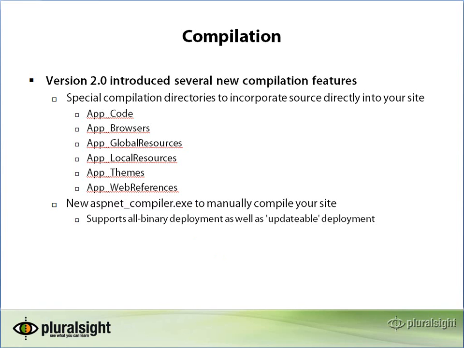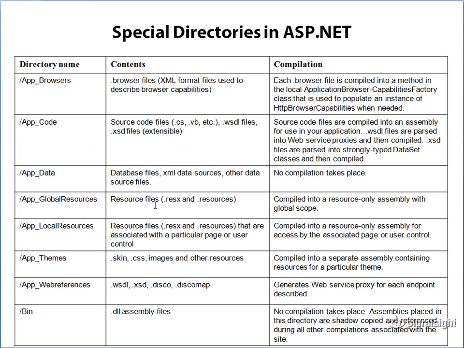So here's a brief reference of all these directories and what you can place into them. Again, I'll just quickly summarize for you. The app browsers directory is used for .browser files. That's an XML format for describing browser capabilities. App code is for placing code files. It also supports schema files for strongly typed data sets, as well as WSDL files. You can place those here for generating the web service descriptions. You can also put those in web references. App data is a special directory, a conventional directory. It's not actually treated any differently by ASP.NET, but it's a convention for placing data files like databases or XML.